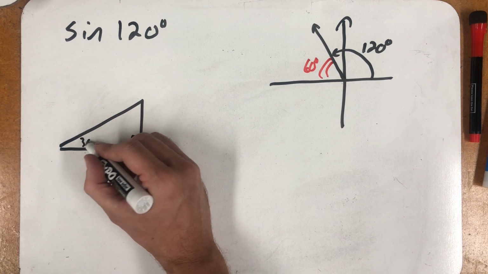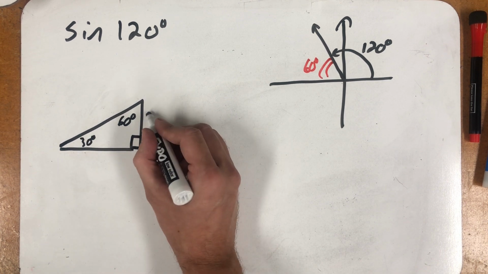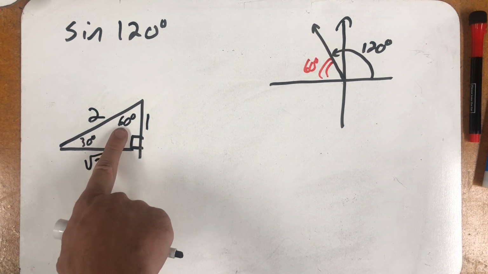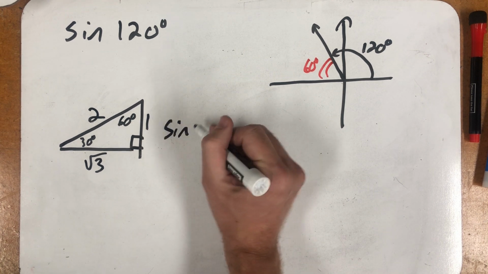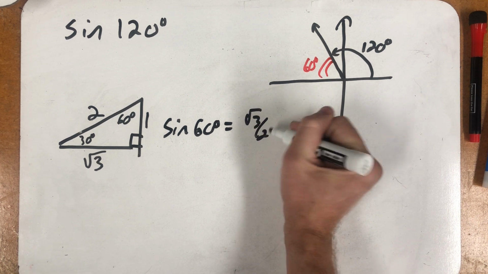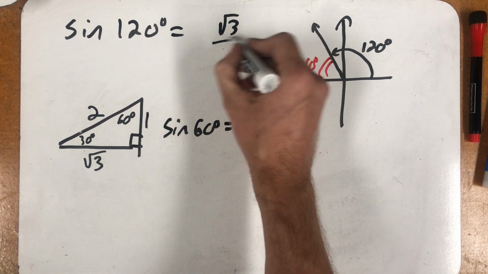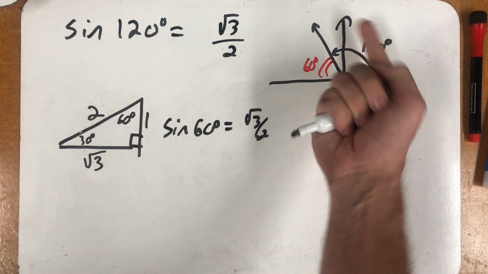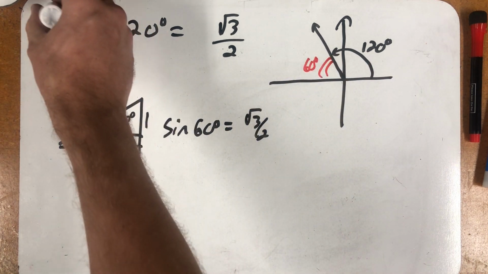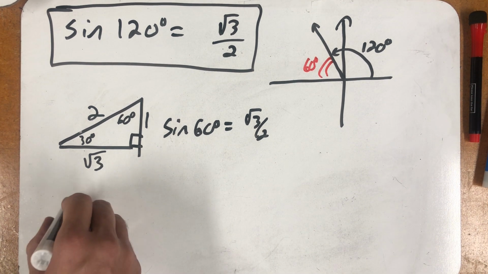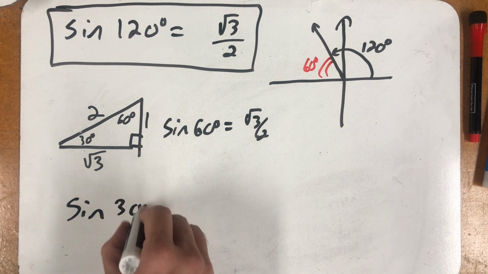So I have my 30, 60, 90 right triangle, and I remember how to label the sides, 1, root 3, and 2. All right, my reference angle was 60. Sine of 60 degrees is, well, that's the opposite over the hypotenuse, root 3 over 2. So sine of 120 degrees is either plus root 3 over 2 or minus root 3 over 2. Well, this angle's in the second quadrant where sine is positive, and so there is how I've evaluated the sine of 120 degrees.